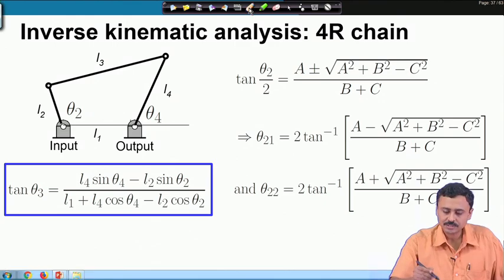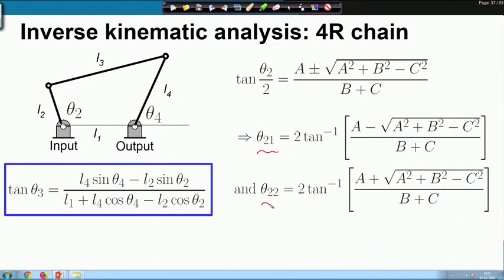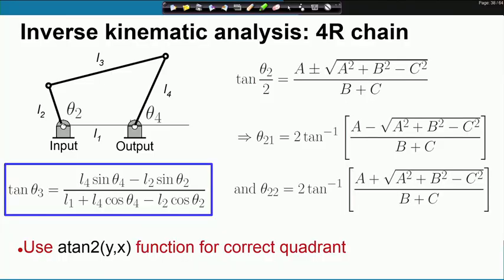These are the two solutions of theta 2. Now, theta 2 1 and theta 2 2 depending on the sign that you choose, plus or minus, and corresponding to theta 2 1 or 2, we can solve for theta 3. Once again, you have to remember that in finding out this tangent inverse, you have to use the atan2 function with numerator and denominator given separately under atan2. That will give you the quadrant correctly.